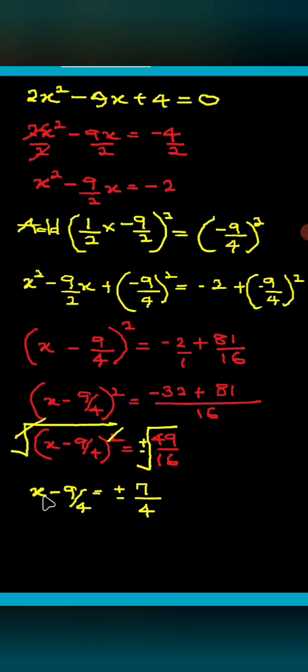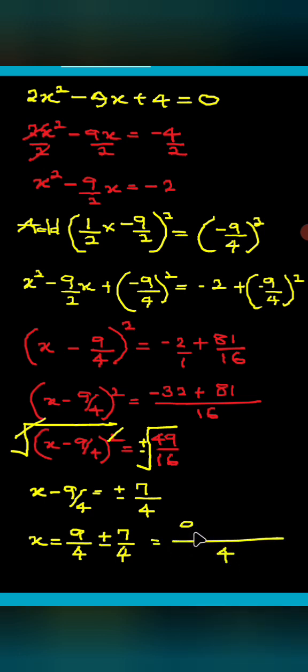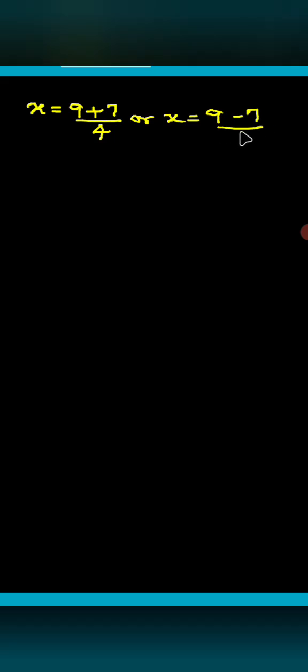Now the next, to find x, we transfer minus 9 over 4 to the other side. Then this will give us x equals minus 9 over 4 will become plus when we go to the other side. So I will have 9 over 4 plus or minus 7 over 4. Then I can find the LCM of that to give me 4. Then I'll have 9 plus or minus 7. Now, when we get here, when we are solving, we're going to split that plus and minus. We'll put it in separate places. So we have x equals 9 plus 7 over 4, or x equals 9 minus 7 over 4.